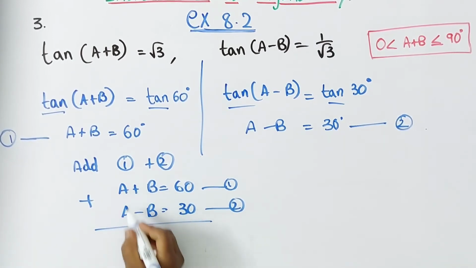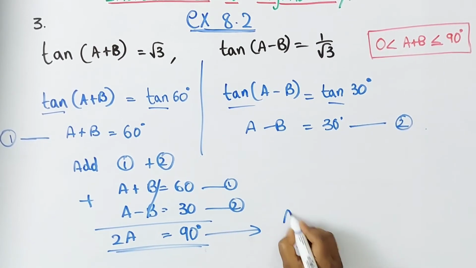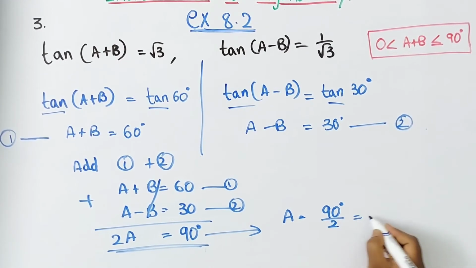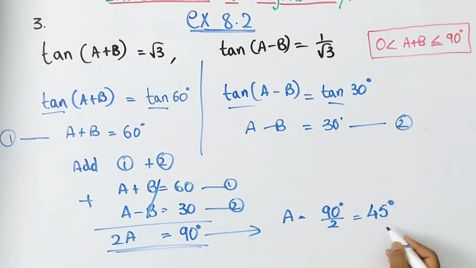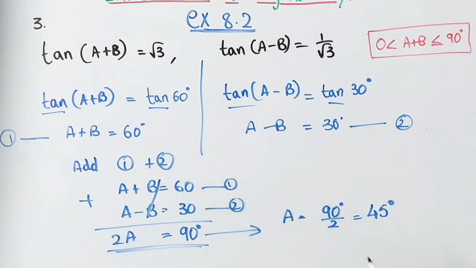So here a plus a, this is 2a plus b minus b, 0, that equals 90 degrees. 2a equals 90 degrees. From this we can write a equals 90 degrees divided by 2. That means 45 degrees. A value is 45 degrees. A plus b, we already know that is 60 degrees. Let's substitute this value in a plus b to find the b value.